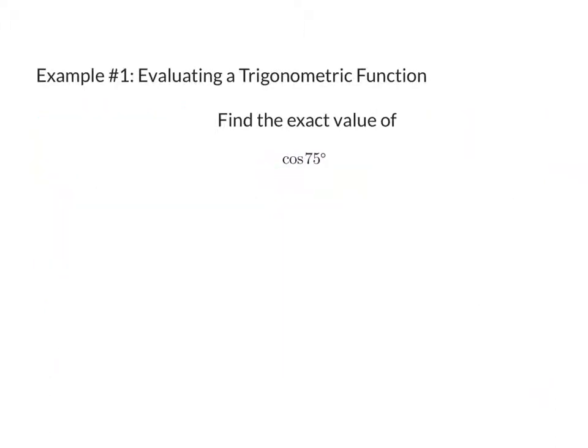So in example 1, it says evaluating a trig function. Find the exact value of cosine of 75. Now, typically this is something that you can't do by hand. However, if we use the sum formula, we can. If you think about your more popular angles, cosine of 75 degrees is the same thing as cosine of 30 degrees plus 45 degrees.